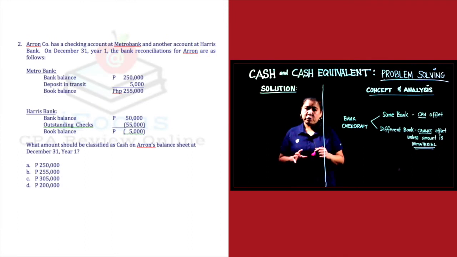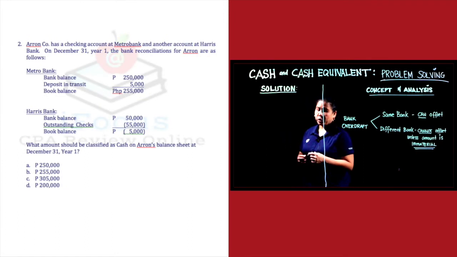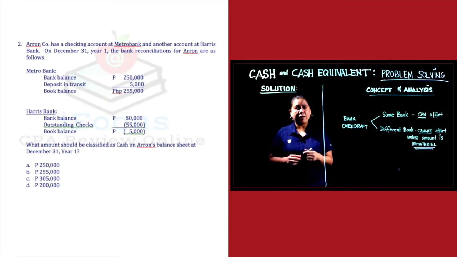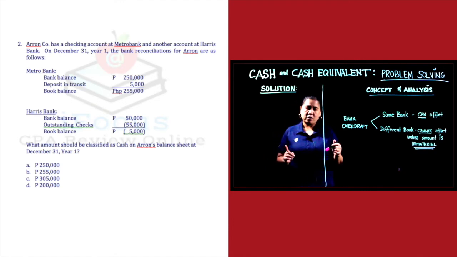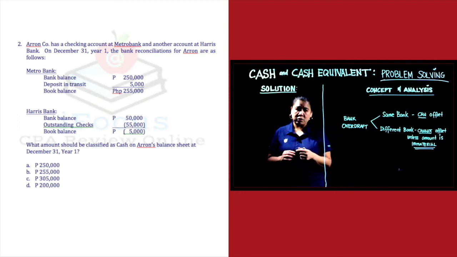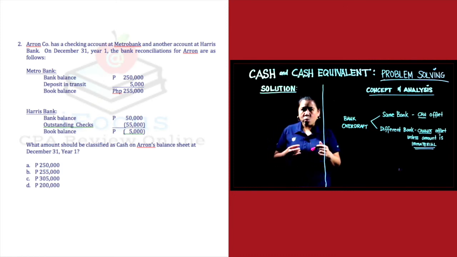Alright, question number 2. So, requirement ng question number 2 is, what amount should be classified as cash on Aaron's balance sheet at December 31st, year 1? Okay, so ang hinahanap dito ay yung cash. Now, Aaron Company has a checking account at Metrobank and another account at Harris Bank. It's a different bank. On December 31st, year 1, the bank reconciliations for Aaron are as follows. So, Metrobank has a positive balance of 255,000 while yung balance niya kay Harris Bank ay negative balance, okay?